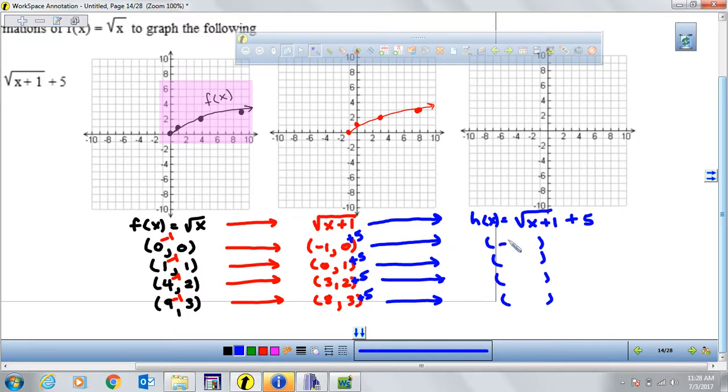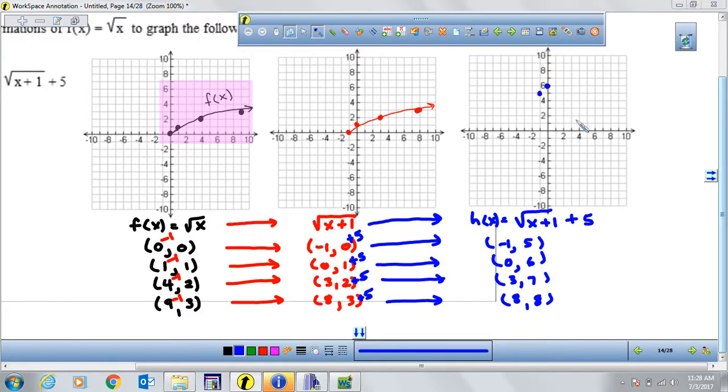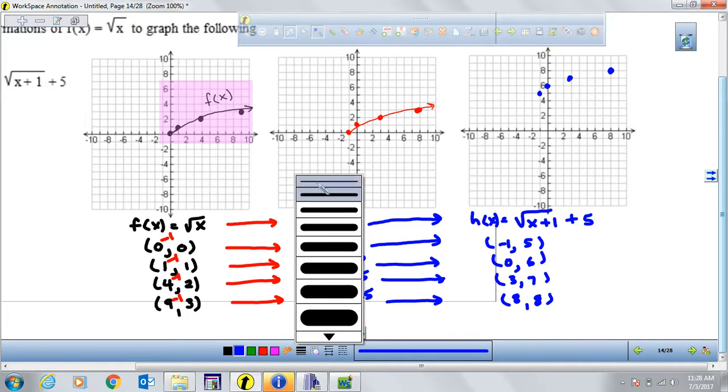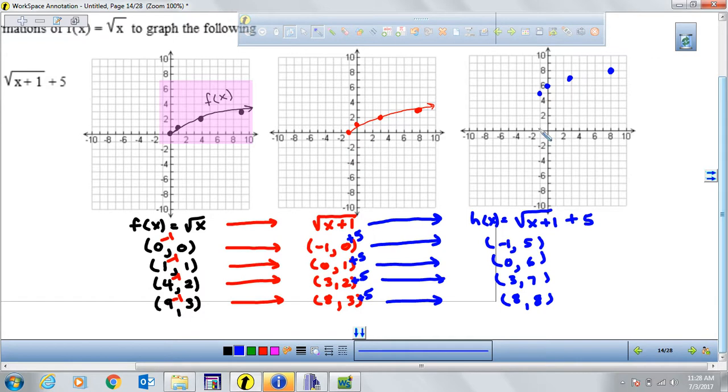So if I do that, then it's negative 1 comma 5, then 0 comma 6, then 3 comma 7, and 8 comma 8. Those will be the values for h of x. So negative 1, 5, it's going to be located right here, 0, 6, then 3, 7, and then 8, 8. And that is going to be the function h of x that we're looking for.